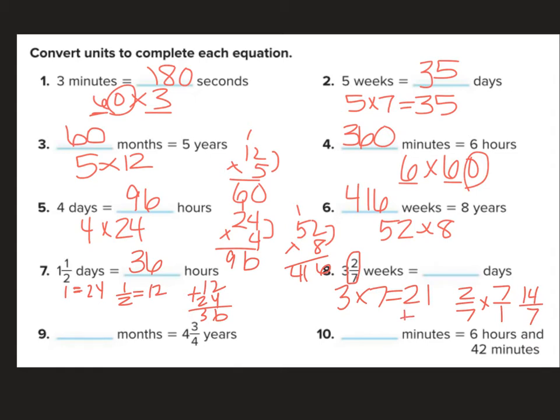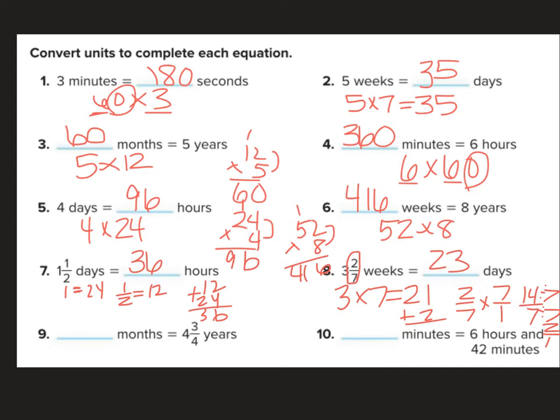Okay, so I just need to add my 2 days here, so I'd get 23 days. Because I could divide by 7, and get 2/1, right? So let's go to the next one. 9, or how many months equals 4 3/4 years?